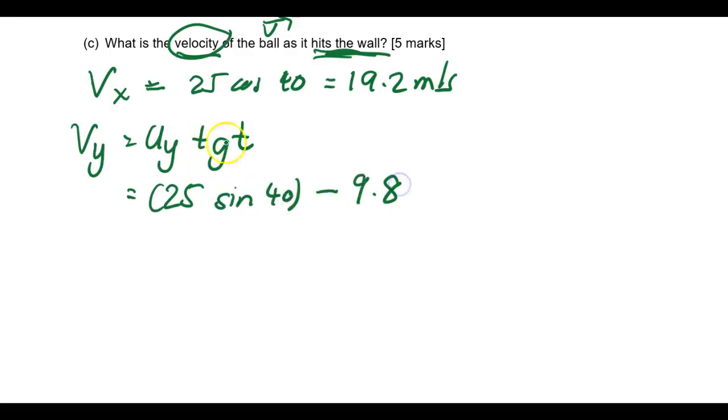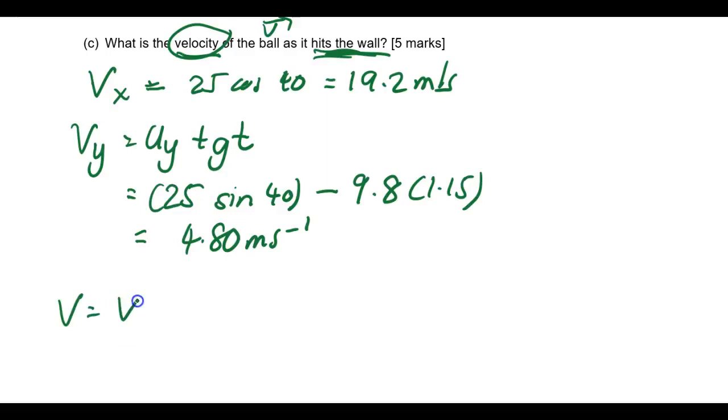Okay, this is negative 9.8, this is 1.15. I have my answer to be 4.80 meter per second. So again, find the magnitude, combine them using the Pythagoras theorem. Vy square, Vx square, combine, take the square root of it. 19.8 meter per second, that is the answer.